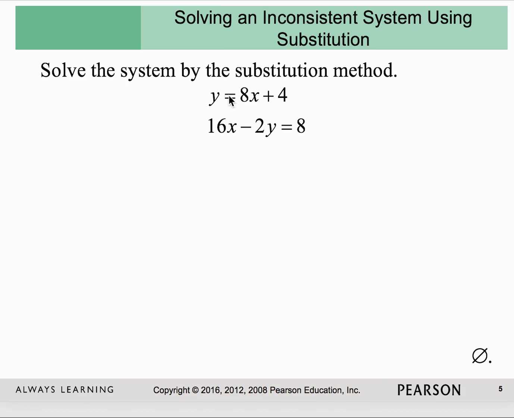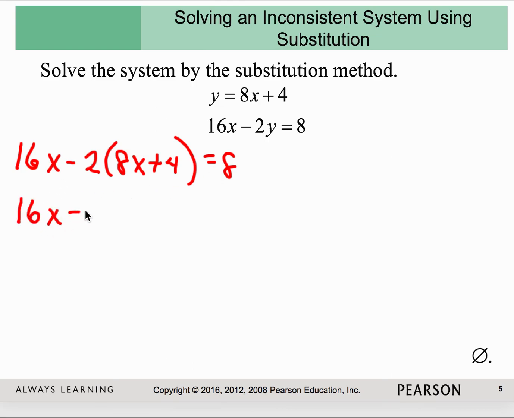Notice this one already has one of the equations solved for one of the variables, so I can just plug it in right away. So 16x minus 2, but instead of y, y is 8x plus 4, and then equals 8. 16x minus 2y is 8. Let's distribute. Okay. Uh-oh.